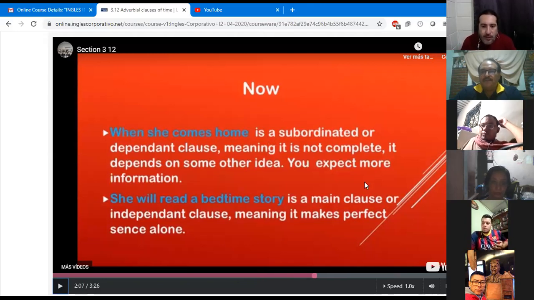Okay, in the main clause, you will find that "she will read a bedtime story" is a main clause or independent clause, meaning it makes perfect sense alone. For example, she will read a bedtime story. It's a very general sentence, but you understand that a woman in the future, future tense, will read a story. What kind of story? A bedtime story for children.